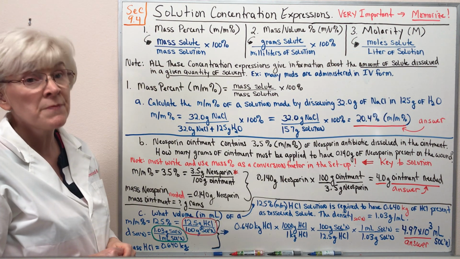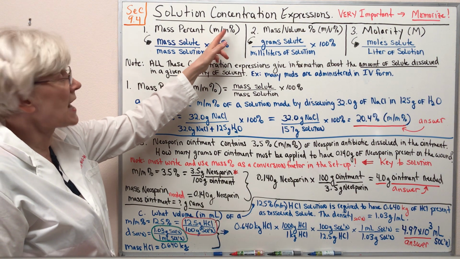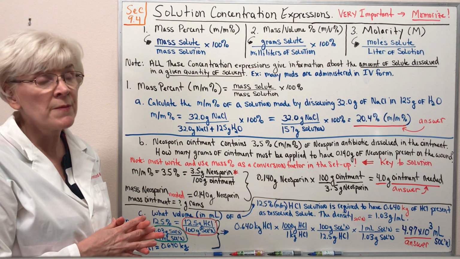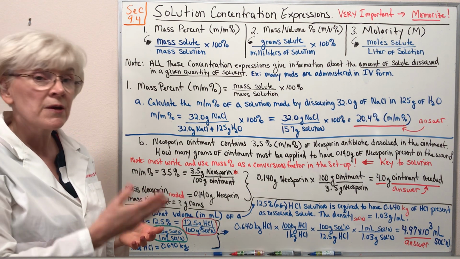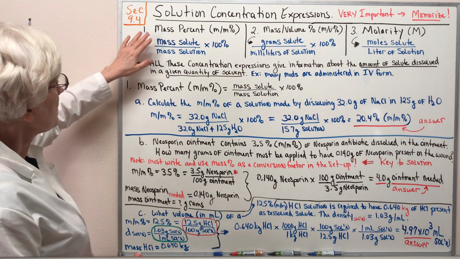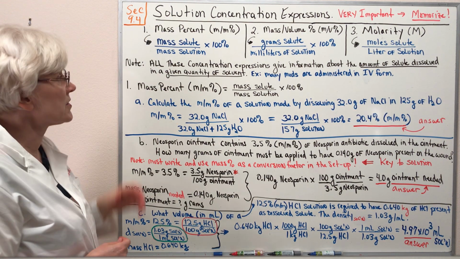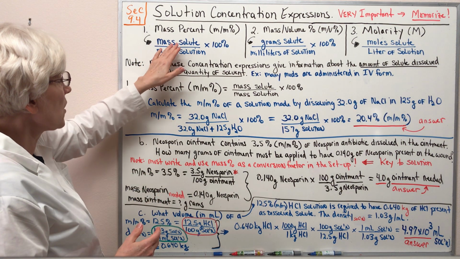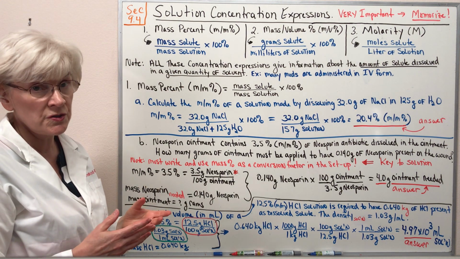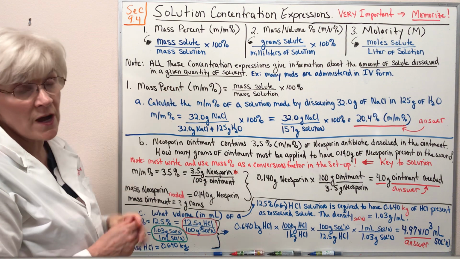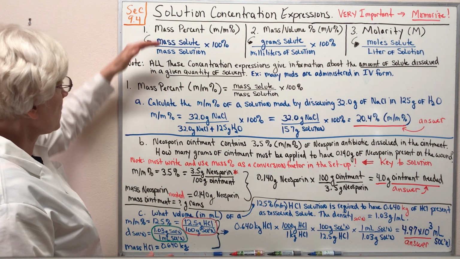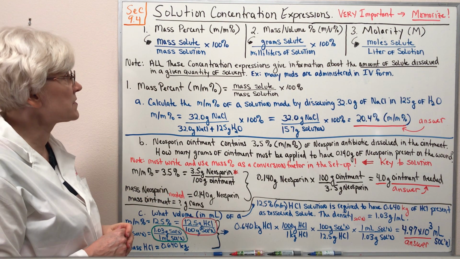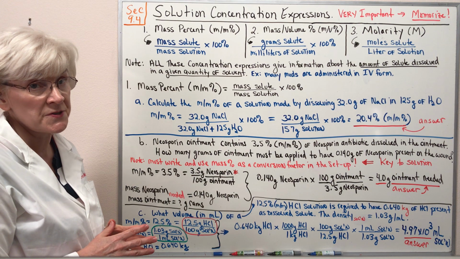The first is mass percent, or M/M percent. And this is going to look familiar to you if you remember the definition of mass percent that we looked at earlier this semester. Mass percent of solution concentration refers to the mass of the solute that is present dissolved per total mass of solution. And of course, to make it a percent, you have to multiply by 100. So mass percent: mass of solute divided by total mass of solution times 100%.